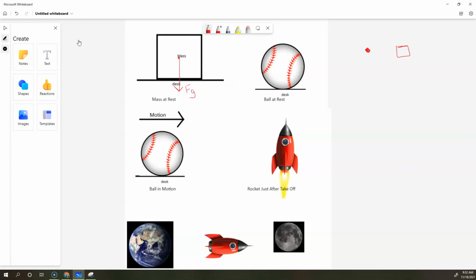So in a free body diagram, I simply, from the center of mass, draw an arrow in the direction that the force is acting, and then I label it. So if this is just a mass sitting on a desk, I know that I've got the force due to gravity down. I also know that the desk is there, and the desk is holding up the mass. That means there is another force up that we will call force desk.